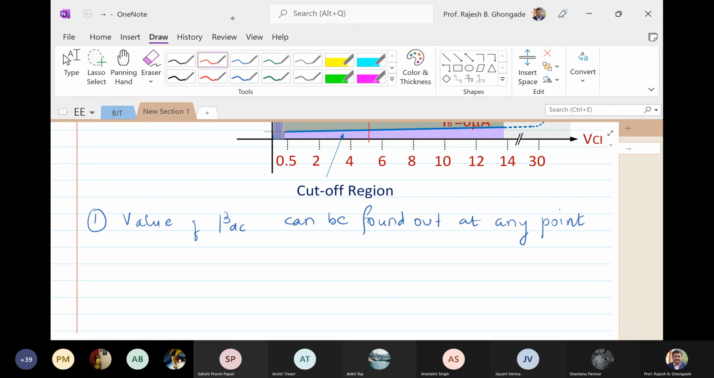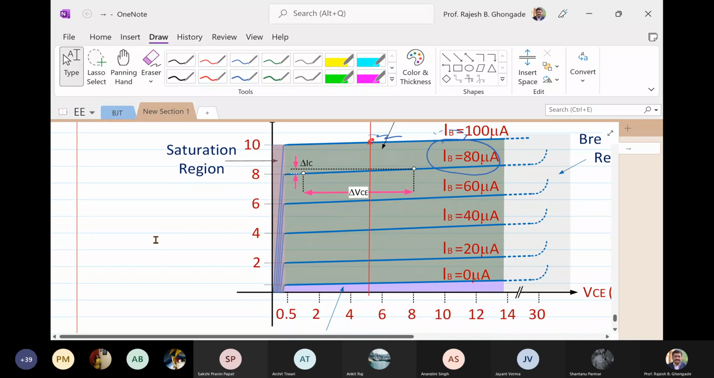Okay, observation 2. From these characteristics, what we see is one more important thing: a change in collector emitter voltage, that is delta VCE, causes little change in collector current. So if I change VCE by a larger amount, the collector current change is not that much. It is there, but it is very, very small. Are you able to understand this?